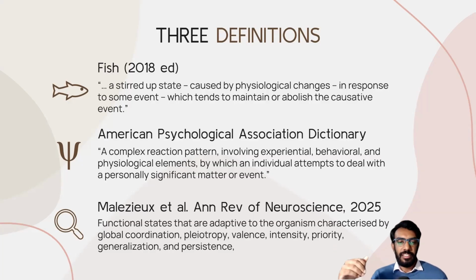An even more recent definition, in fact, from this year by Malezieux et al., they have published a review of the theory of emotions and neurocircuitry of emotions. So they have a very experimental definition, that an emotion is a functional state that is adaptive to the organism, and this is characterized by a lot of these terms that they've used: global coordination, pleiotropy, valence, intensity, priority, generalization, persistence, right? We'll talk about this in a little more detail.